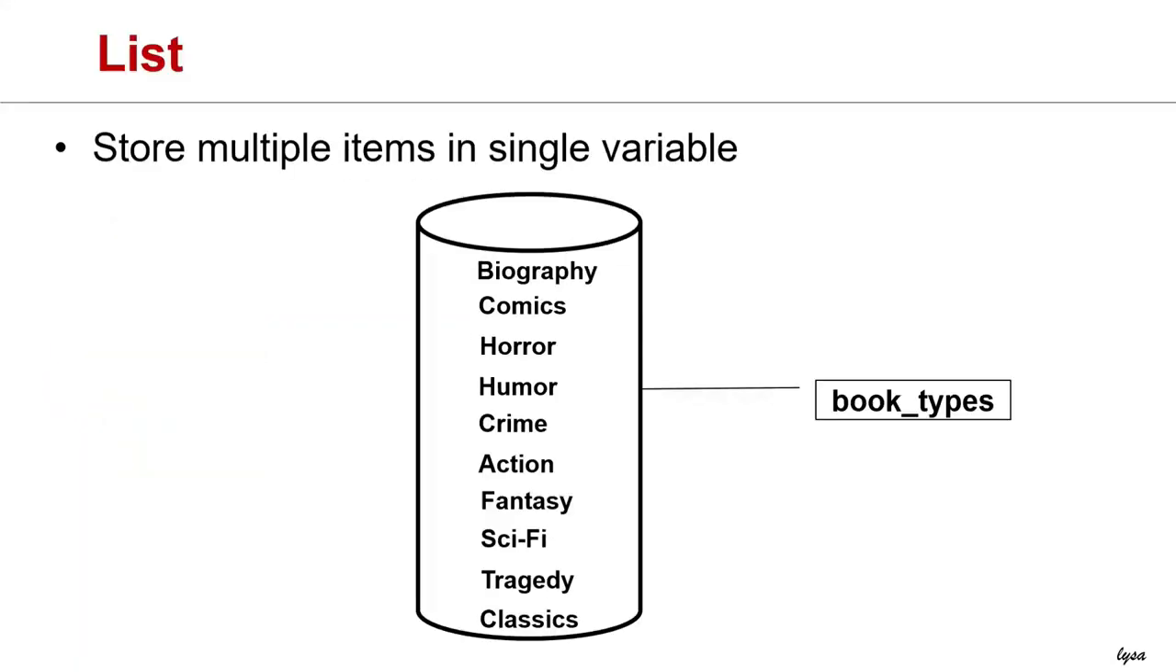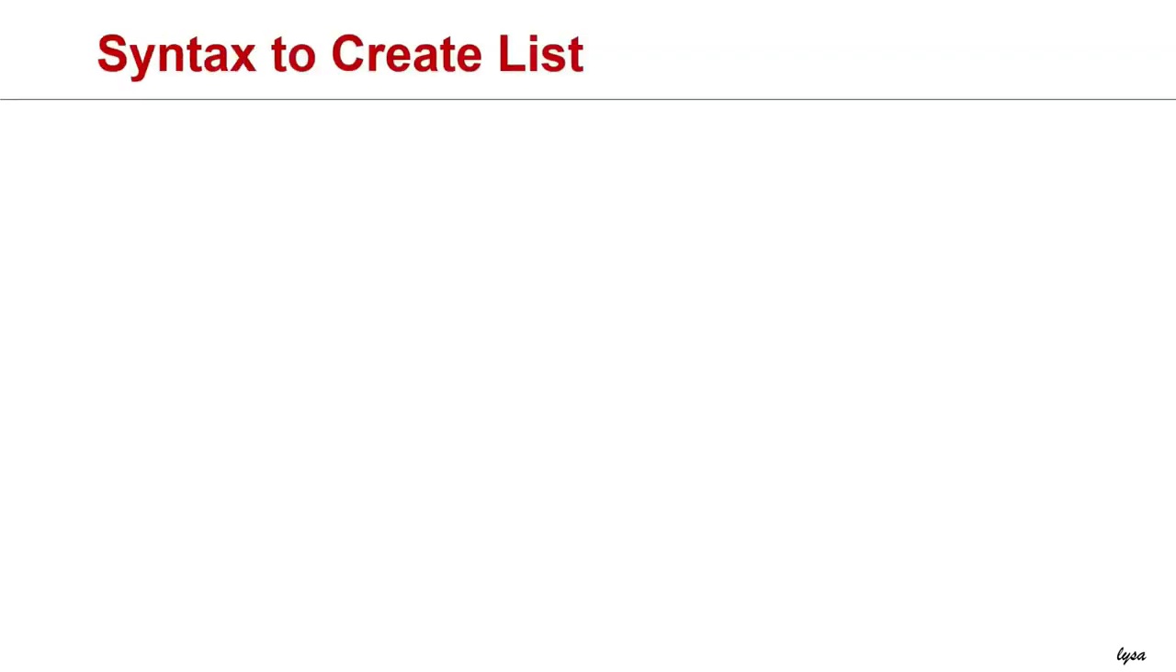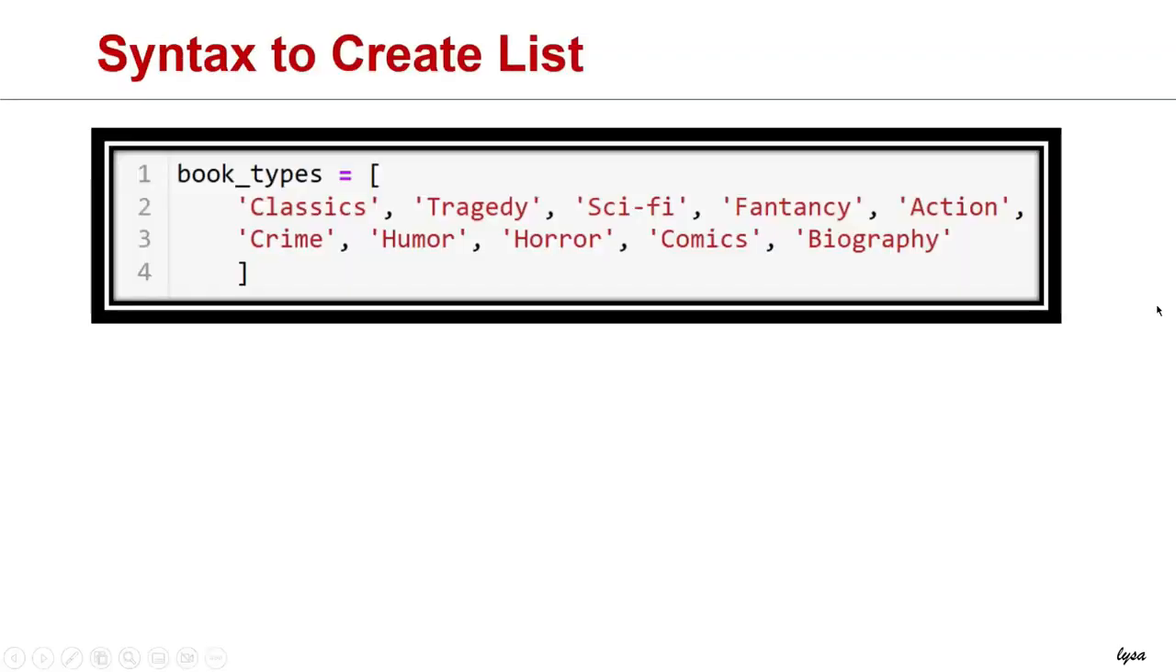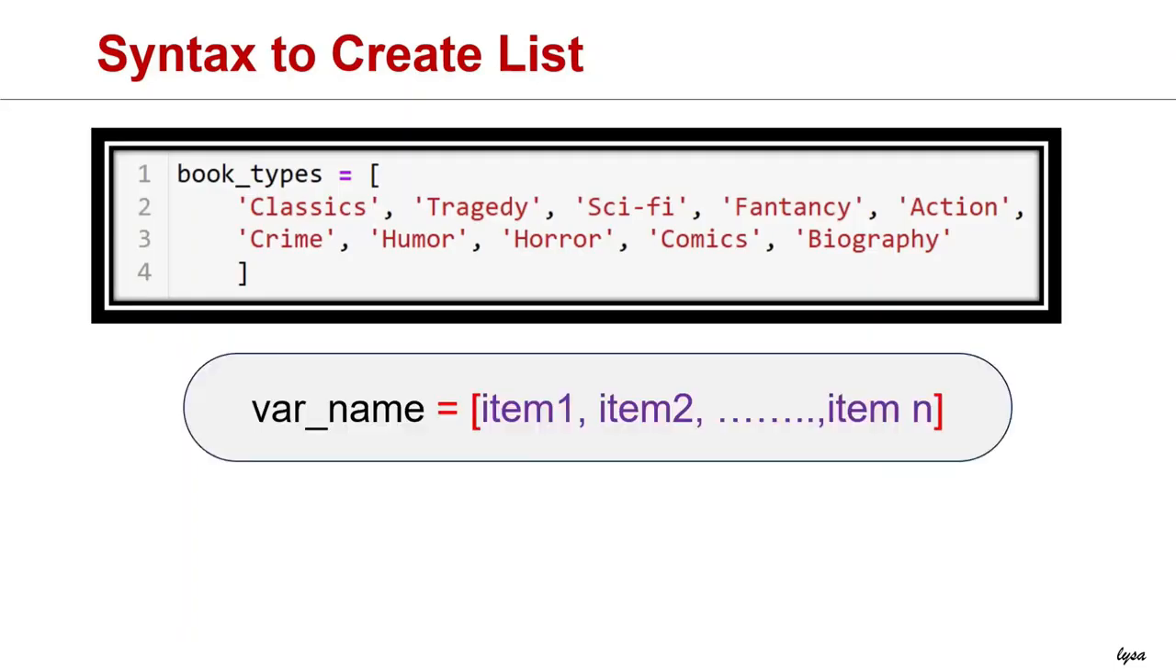Let's say you want to store multiple items in a single variable. That is, I have biography, comics, horror, humor, etc. All these strings, I want them to be stored in a single variable, and the name of the variable has to be book types. The option in Python to store like this is lists. An example, but let's see line by line what happens.